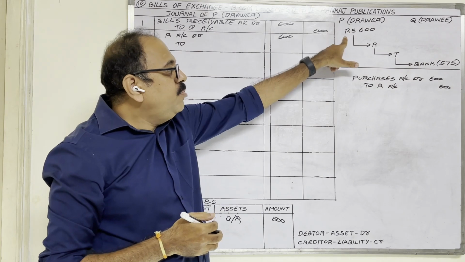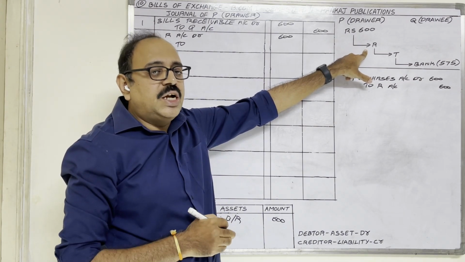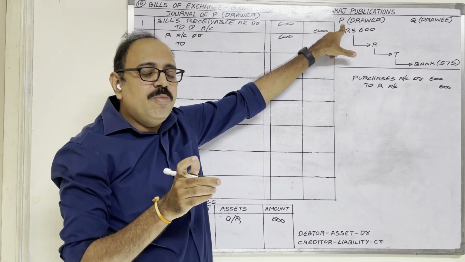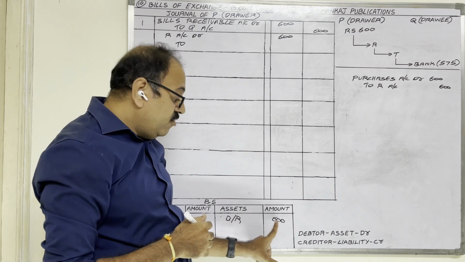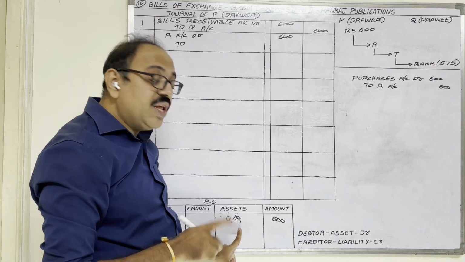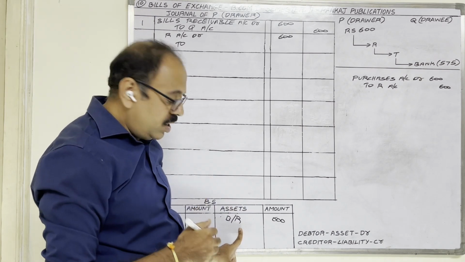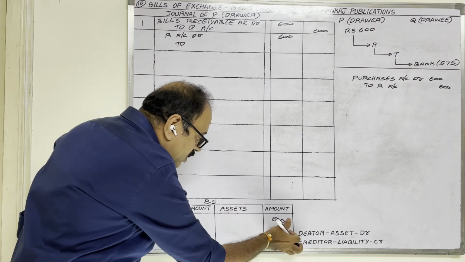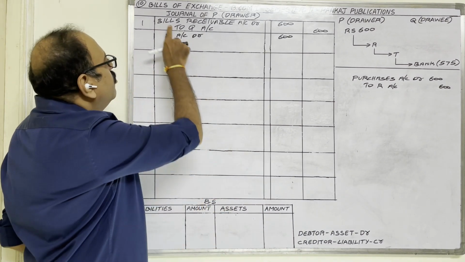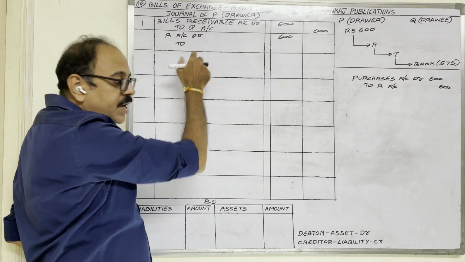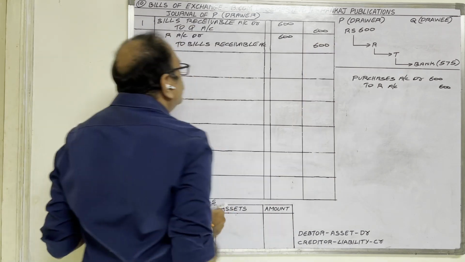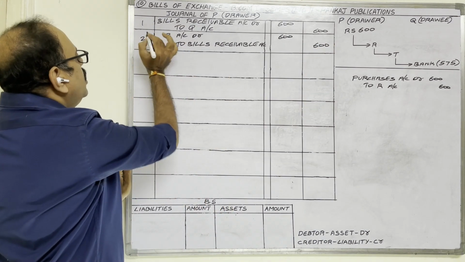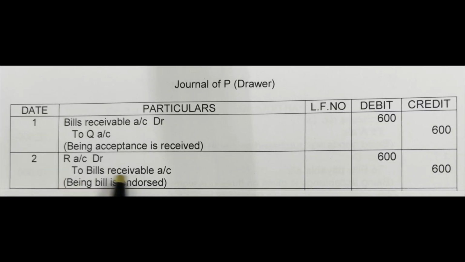Second, we are giving our bill to R. So after this settlement, we will not have that bills receivable. In the balance sheet we are showing that we have one asset of 600 rupees. Now this asset will get cancelled because we are giving this asset to R. We have to cancel the bills receivable account. How did we create it? By debiting. How to cancel? By crediting. Credit bills receivable account, same amount, 600. Entry number 2: R account debit to bills receivable account 600, being bill is endorsed.